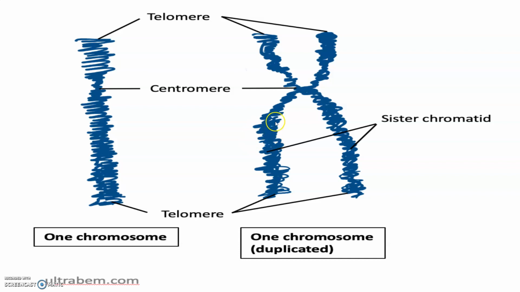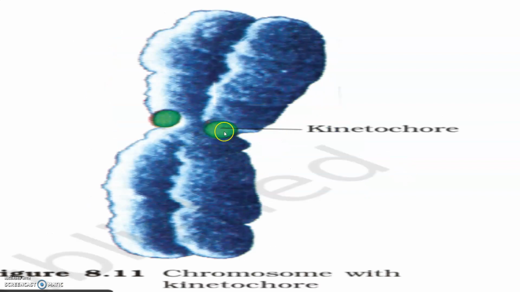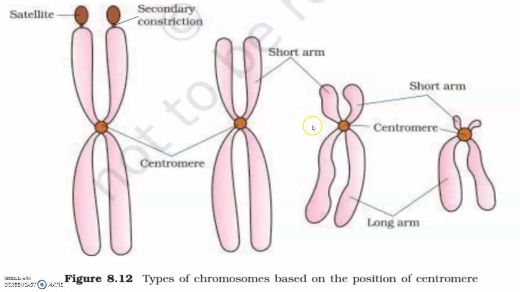Every chromosome essentially has a centromere, on the sides of which the disc-shaped kinetochores are there. You can see here the kinetochores. They are present at the sides of the centromere. Based on the position of the centromere, the chromosomes can be divided into 4 types. Now these are the types of chromosomes.